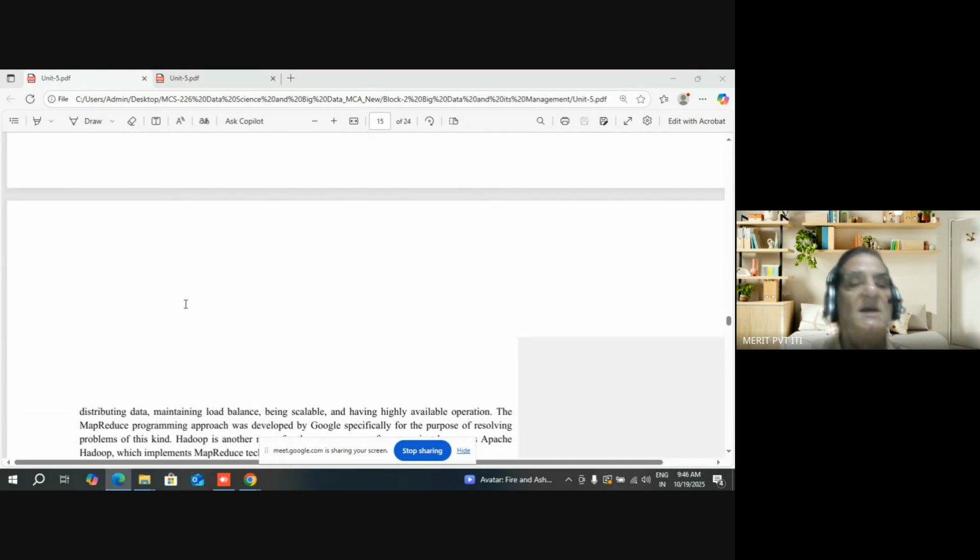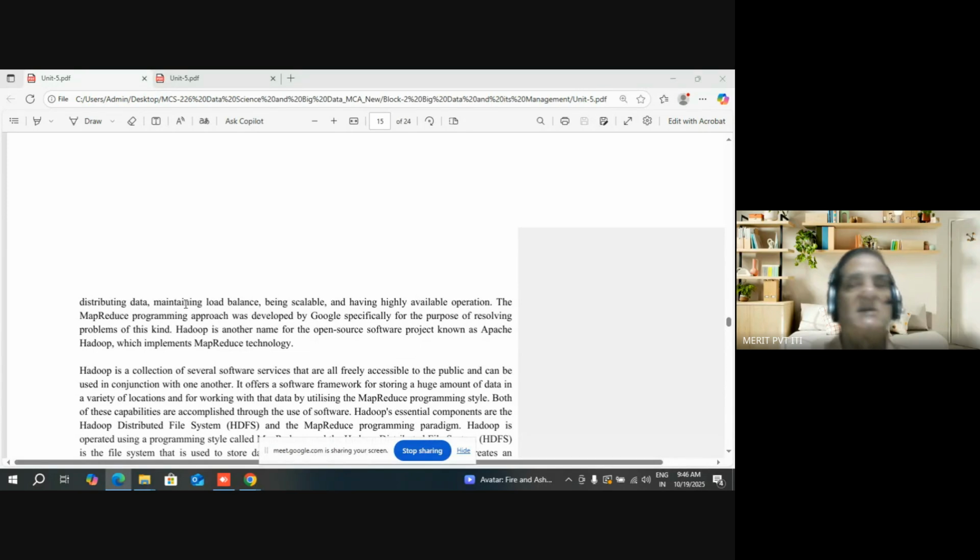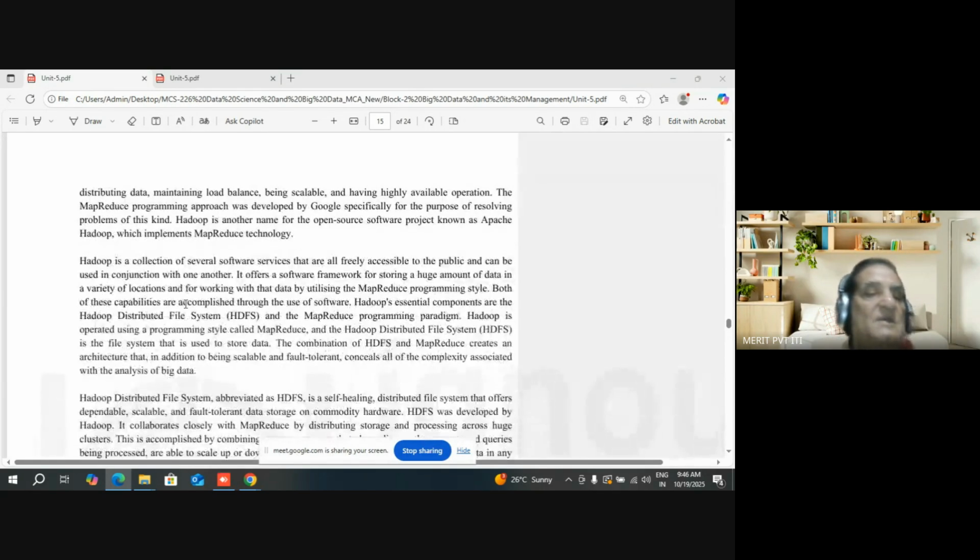parallel processing. You know parallel processing, right? Whereas a number of processors are put in the same computer and then a lot of parallel processing is done. Distributed data, maintaining load balancing, being scalable, having highly available operations, and all these things. So Hadoop is a collection of several software services that are freely available.